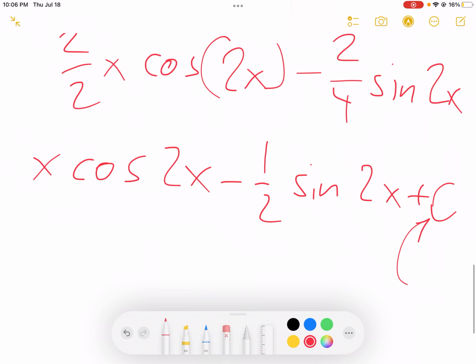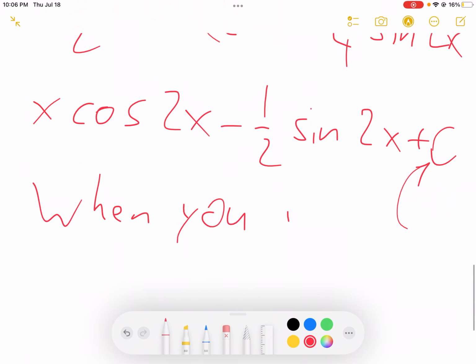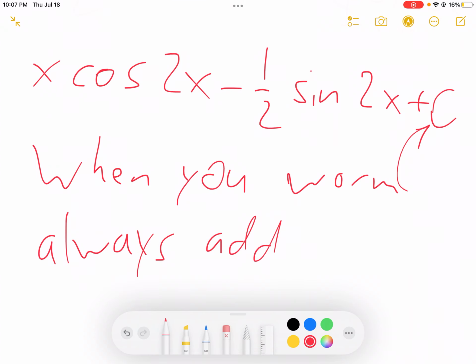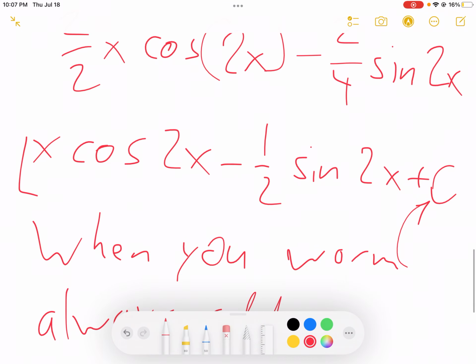Every time you do worming, when you worm, always add a c. Or otherwise your math teacher on your worming test will be very mad at you for not including this plus c when you evaluate your worm. So this is your answer.